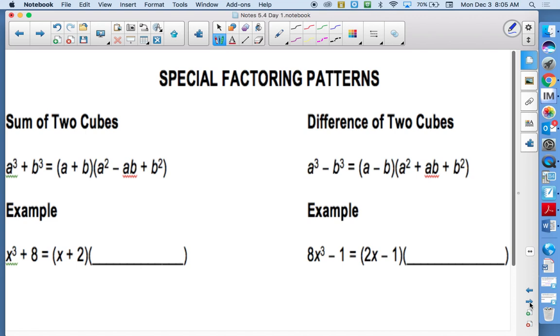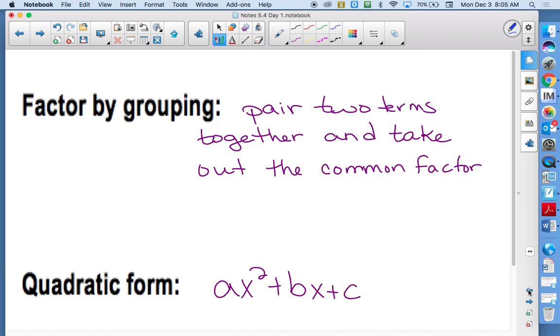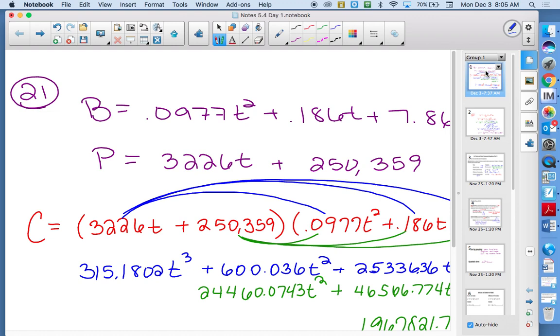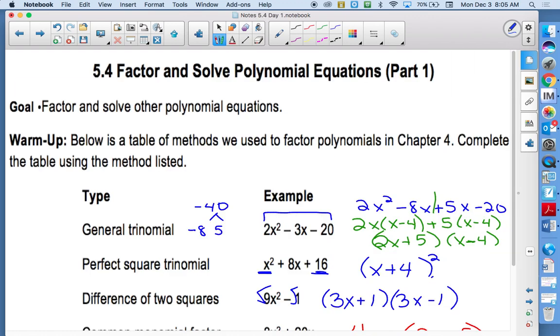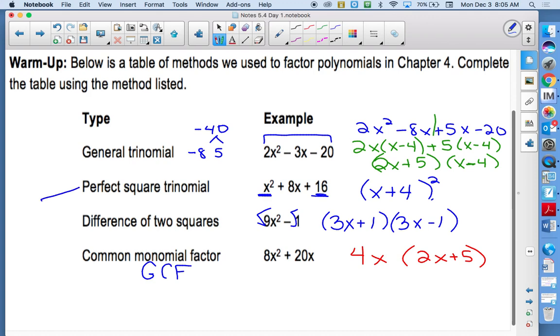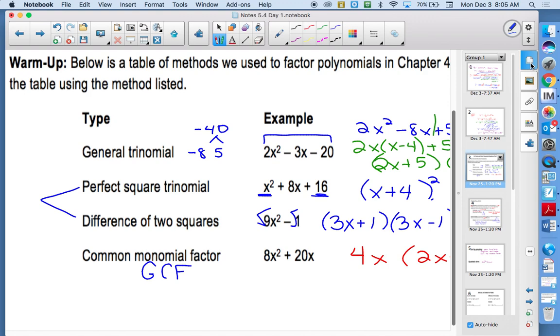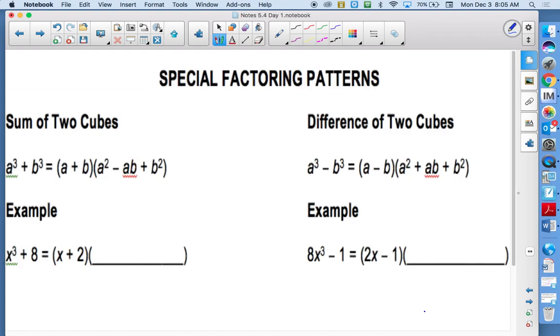So the 2 special patterns we're going to look at today are called the sum of 2 cubes and the difference of 2 cubes. So we've talked about the sum of 2 squares, or the difference of 2 squares, and that was on the previous page. So the perfect square trinomial and the difference of 2 squares. These 2 right here are 2 special patterns, because they're perfect squares. Today we're going to look at special patterns that involve cubes, because we're no longer just looking at x squared terms, but we're now looking at things that are cubed.